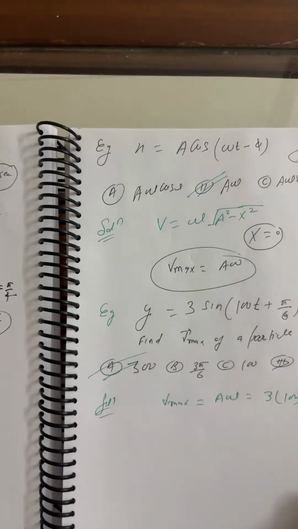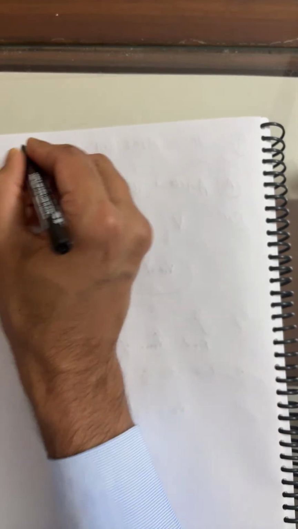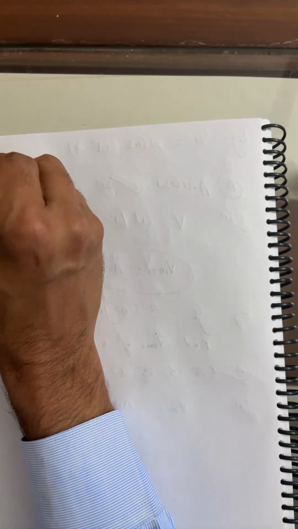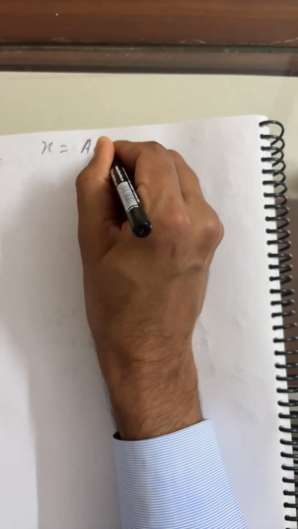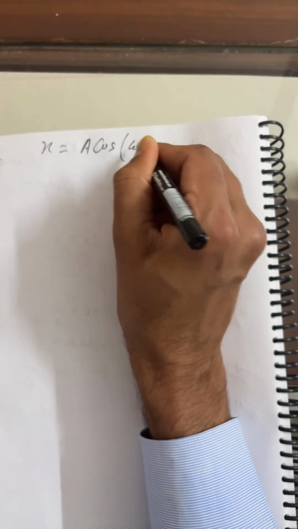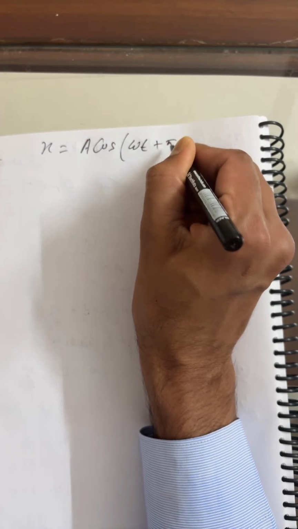Now we move on to the next question. Literally, you are doing a very good job. Have a look again at the equation of SHM. Now I'll take a little tougher one. x equals A cos(omega t plus pi by 4).